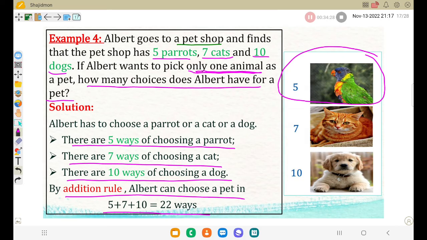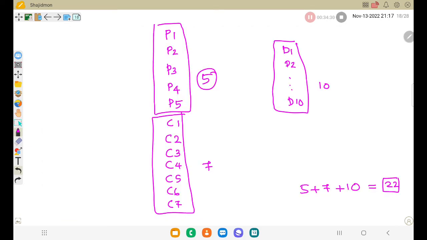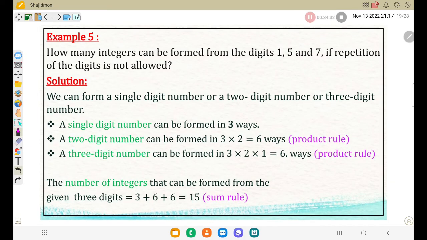Okay, now let me go to another example. Example 5: how many integers can be formed from the digits 1, 5 and 7? I have 3 numbers, 1, 5 and 7. Using these 3 numbers, how many integers can I form? That is the question, if repetition of the digit is not allowed.